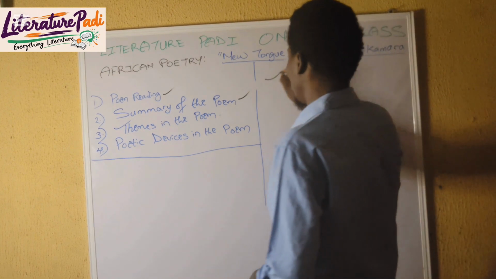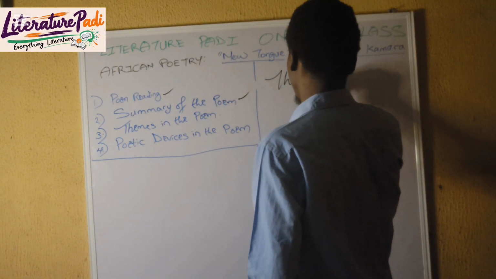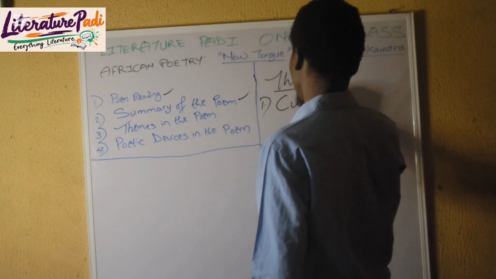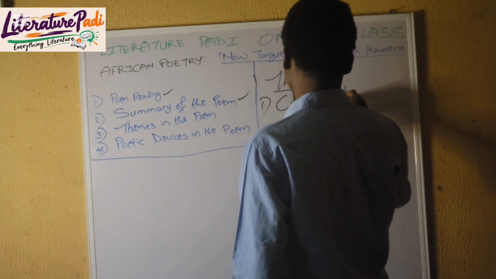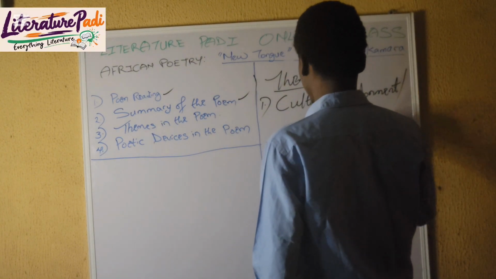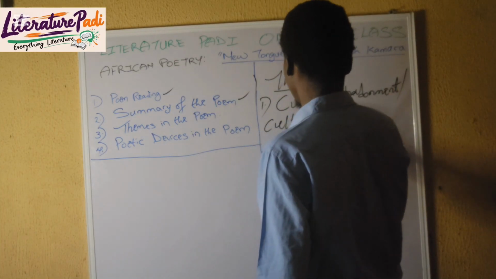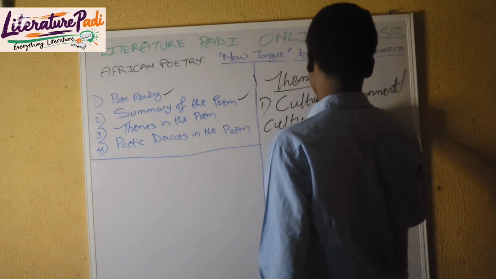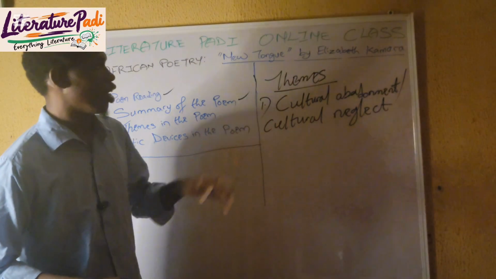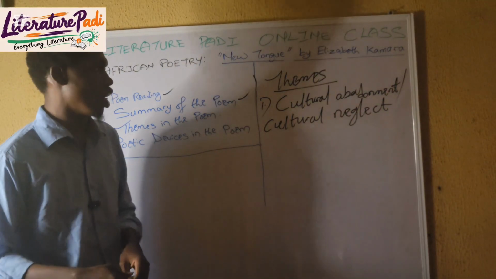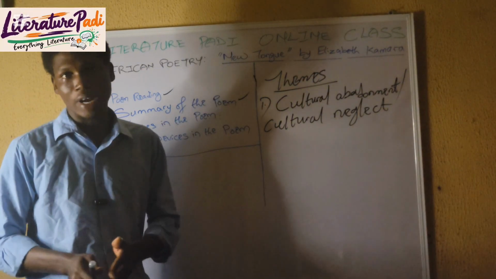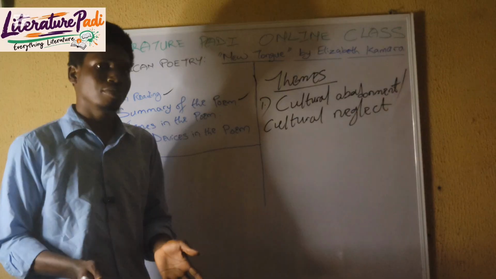One of the dominant themes in the poem is cultural abandonment, or cultural neglect. This is one of the dominant, if not the dominant, themes in the poem. Well, cultural abandonment, the idea is very clear.